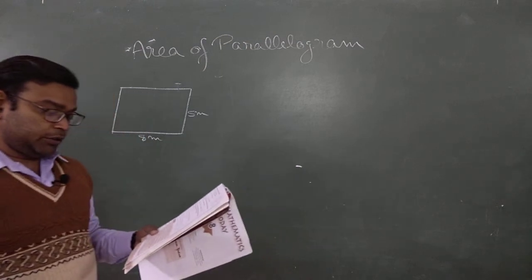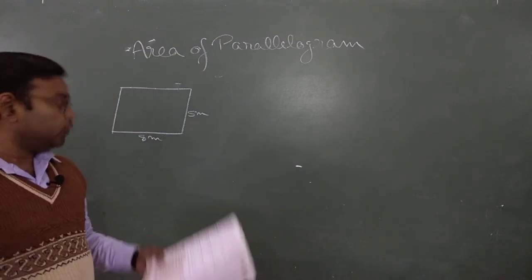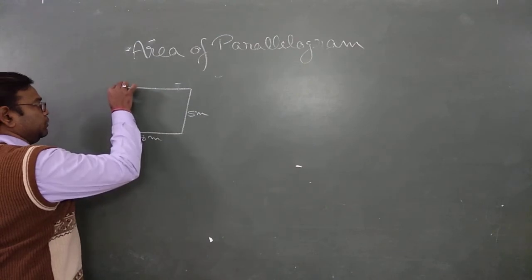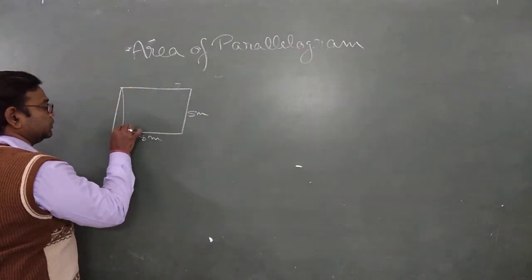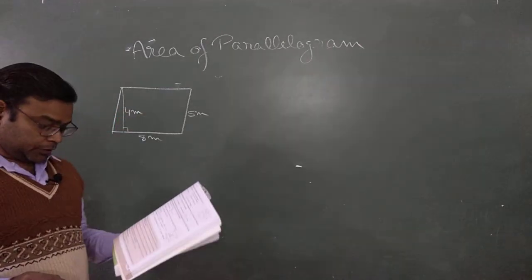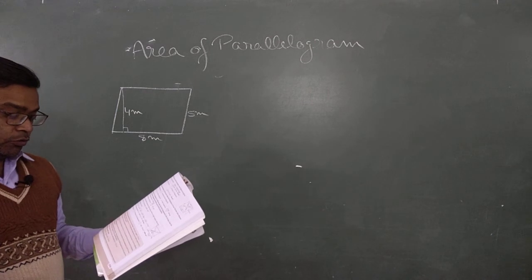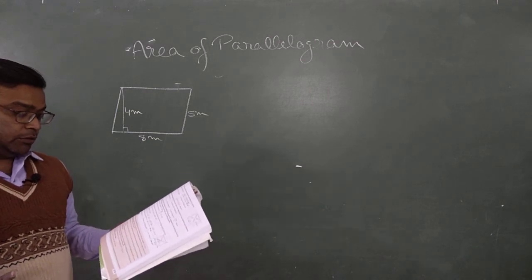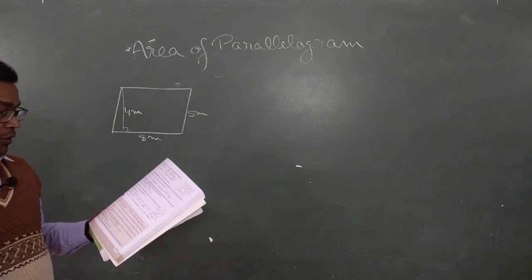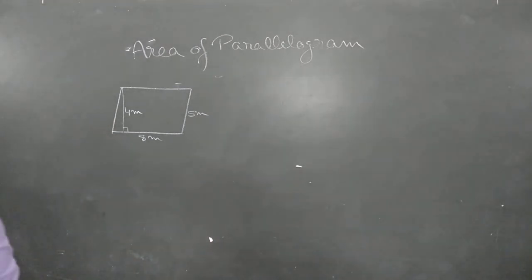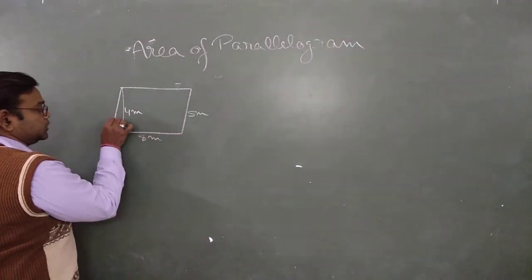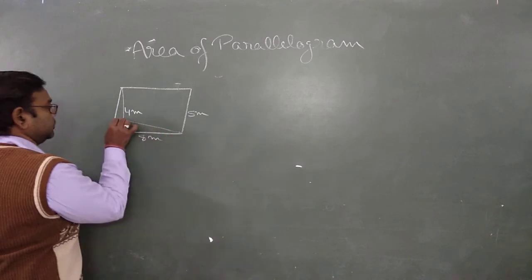The distance between the longer sides is 4 meter. Distance between these two longer sides is 4 meter. Means if you drop a perpendicular, this length is 4 meter. Clear? Because we know the distance between two parallel sides must be the perpendicular. So the question asks: what is the distance between the shorter sides? Try to find the distance between these two. This is the distance between the shorter sides, this one.